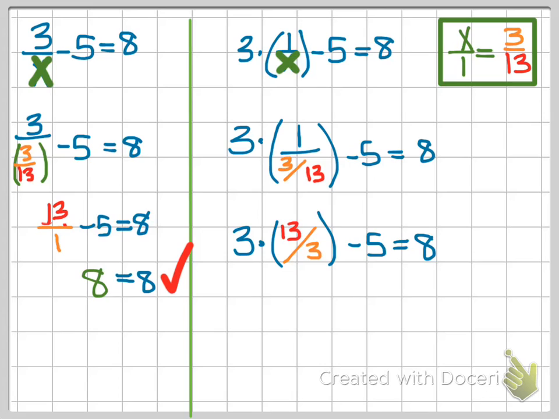I'm going to apply multiplication, and 13/3 of 3 would be 39/3, taking away 5 is equal to 8. Similar to the other side, I know that 39/3 can be reduced to 13/1. And then 13 subtract 5 is equal to 8. And 8 is equal to 8. So again, we maintained equality. We maintained the truth. So the solution works.